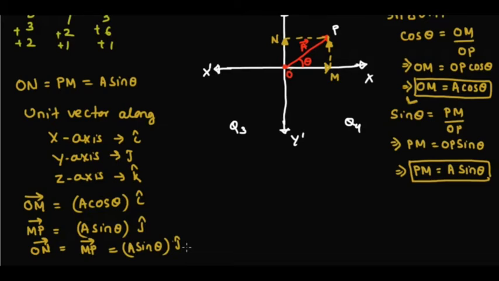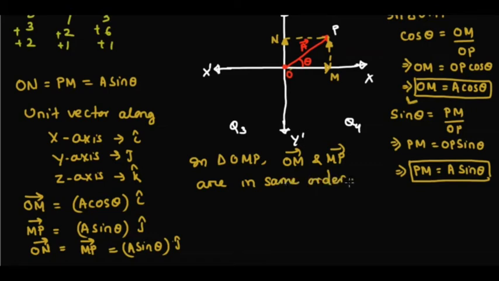Okay. So students, look at the triangle OMP. In the triangle OMP, you can see that OM vector and MP vector are in the same order. And OP vector is in the opposite order.